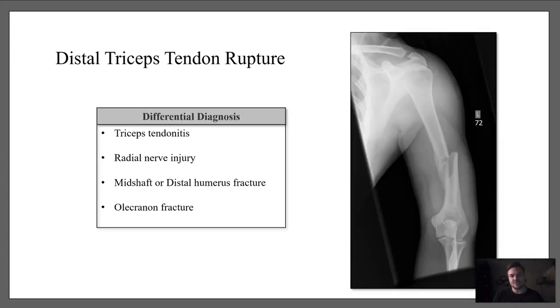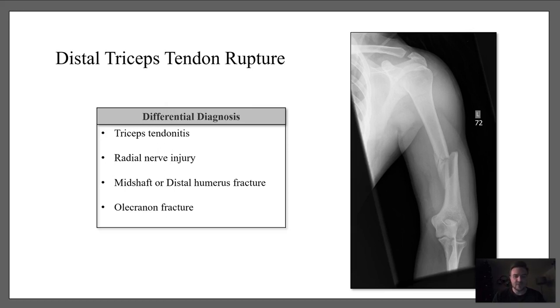Differential diagnosis: triceps tendonitis, right? Especially if they have good strength, but they just have pain. Maybe they have a partial tear. You may suspect that it might be tendonitis instead of a tear, so you need to mark that off.